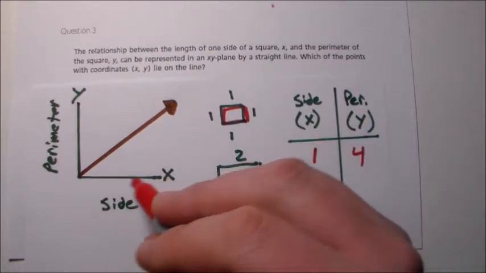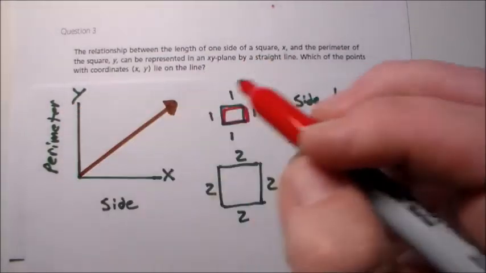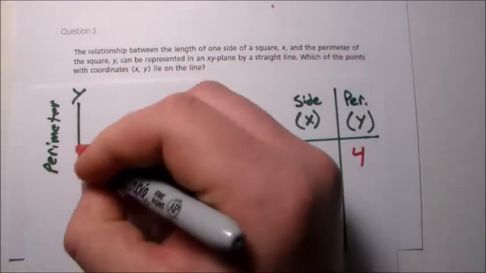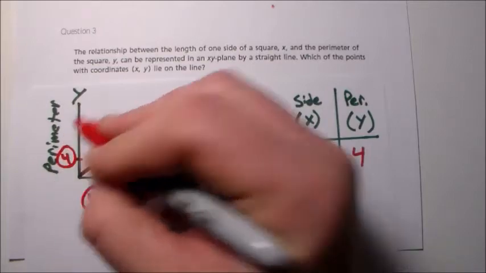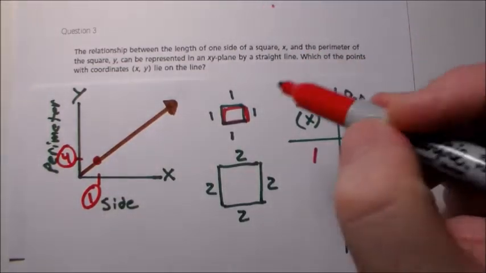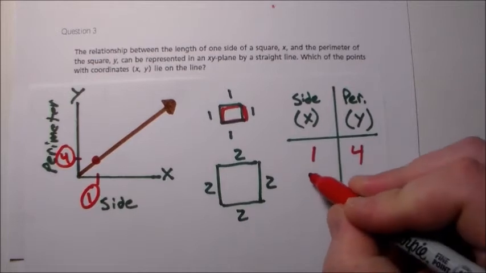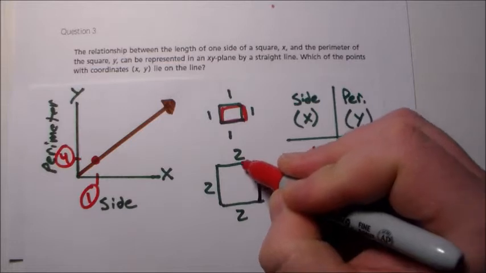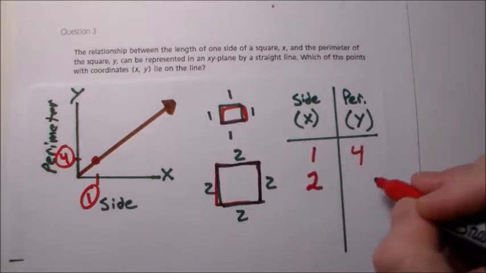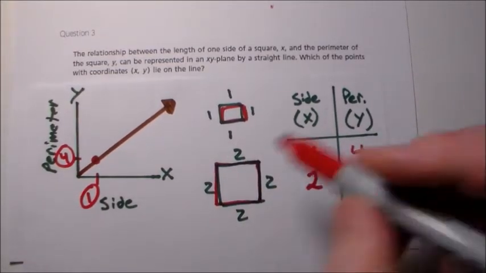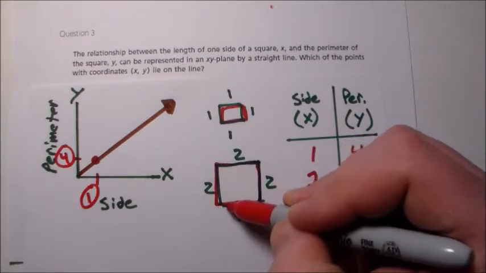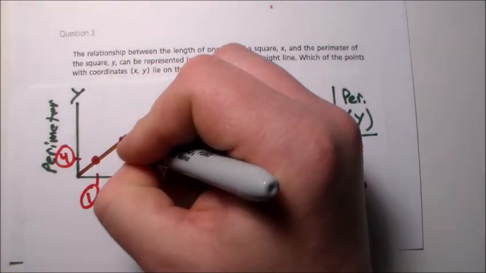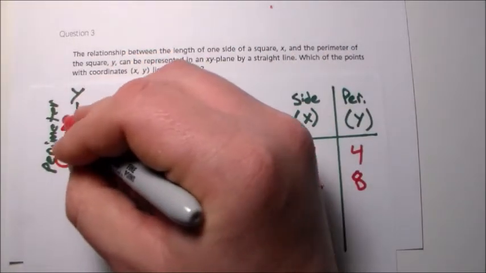And we know x is on the horizontal axis and y is on the vertical axis. So let's just throw that in. We know this is going to be side length 1 and perimeter is going to equal 4. Okay, what do we have for 2? If your side length is 2, what is your perimeter? Well, it's 1, 2, 3, 4, 5, 6, 7, 8. Your perimeter is going to be 8. So side length 2, your perimeter is going to be 8.